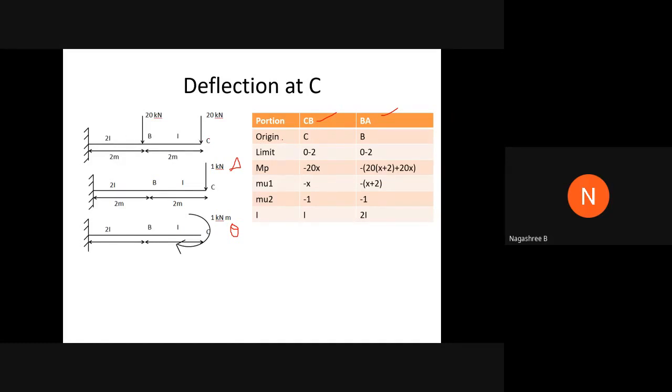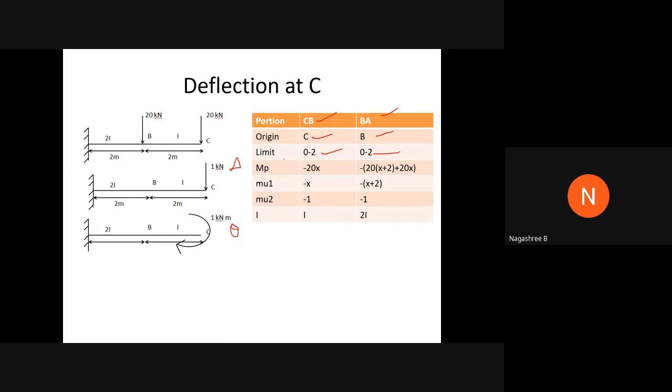If you are going from right to left, for CB, C is the starting point, so C is taken as the origin. For BA, B is the starting point, so I have taken B as the origin. Next, the limit of integration from C to B is 0 to 2, meaning 0 at C, and C to B is at a distance of 2 meters. From B to A, it is 0 to 2 again. Consider them as separate entities. So it is 0 to 2, 0 to 2.